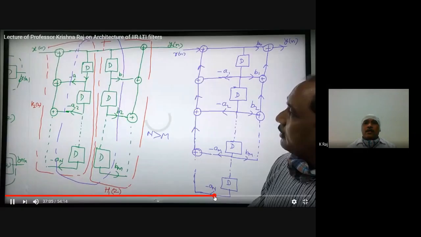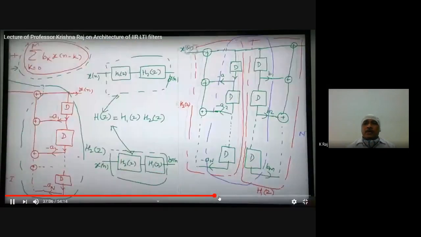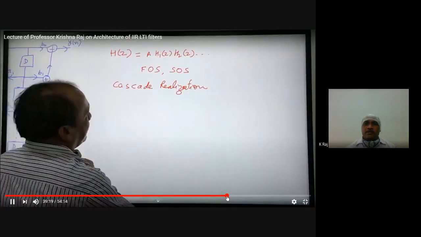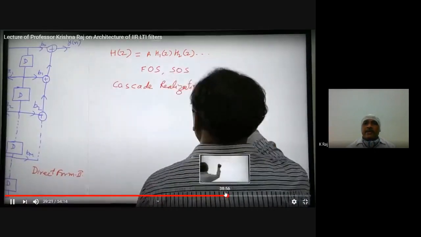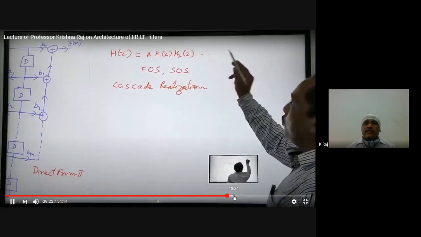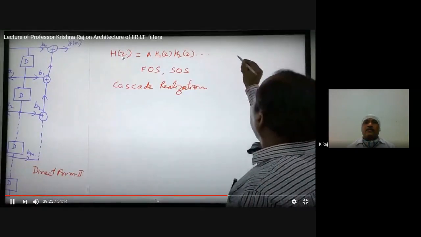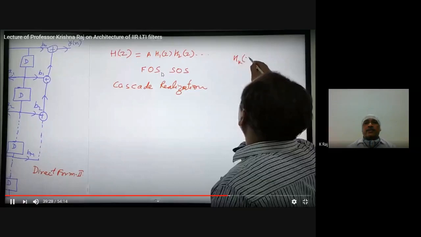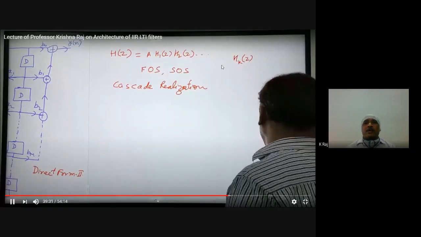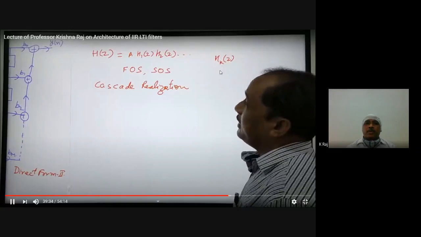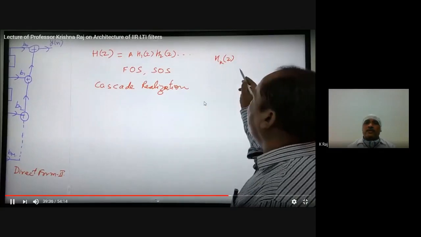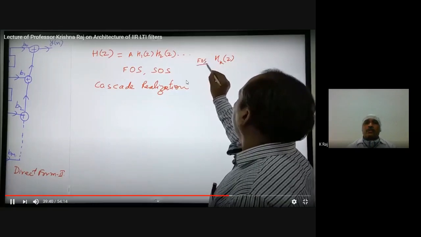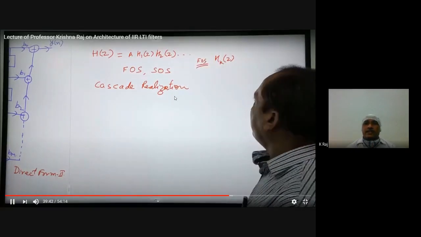And again we have also described here another type of architecture of the filter, that is the cascade realization. For the cascade realization, whatever the system function H(z) is, it will be broken into first order sections and second order sections, and here we will describe how the first order section and the second order section are mathematically described, and from those mathematical equations we will derive the architecture here.